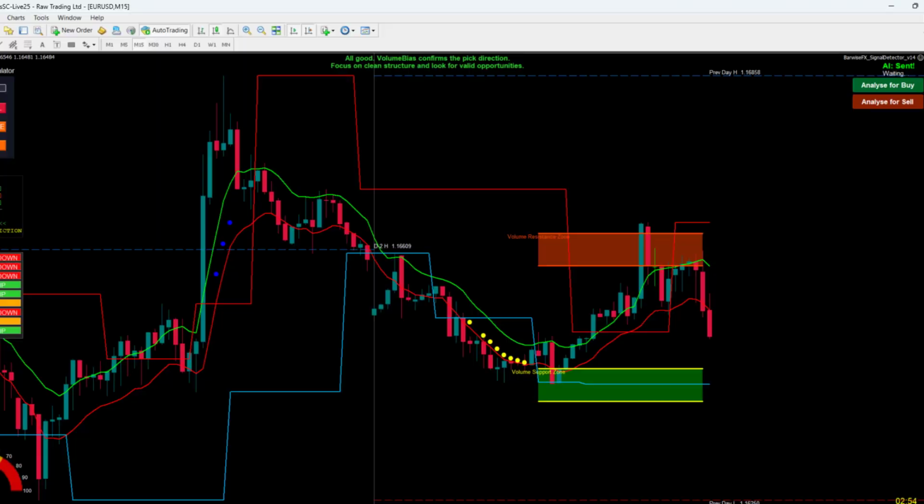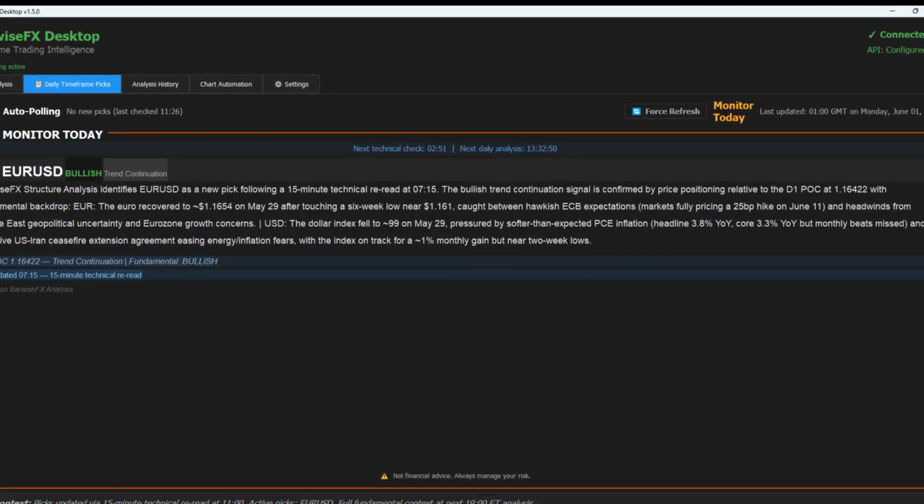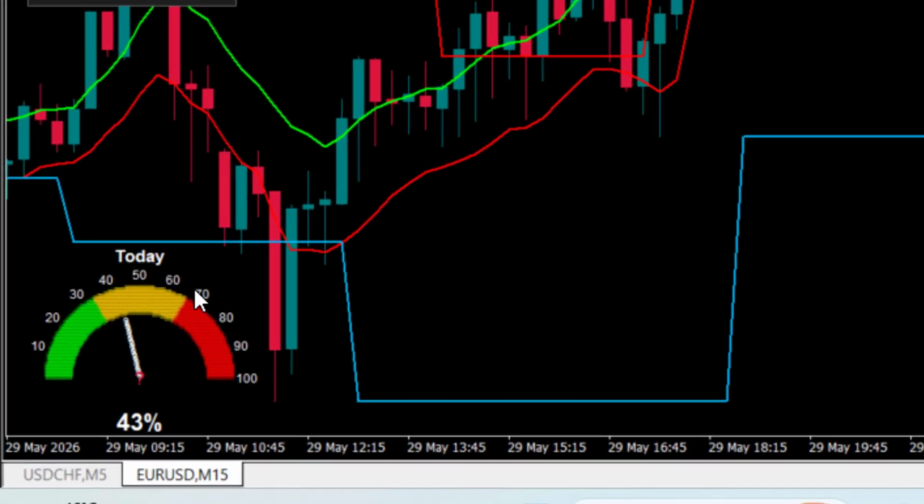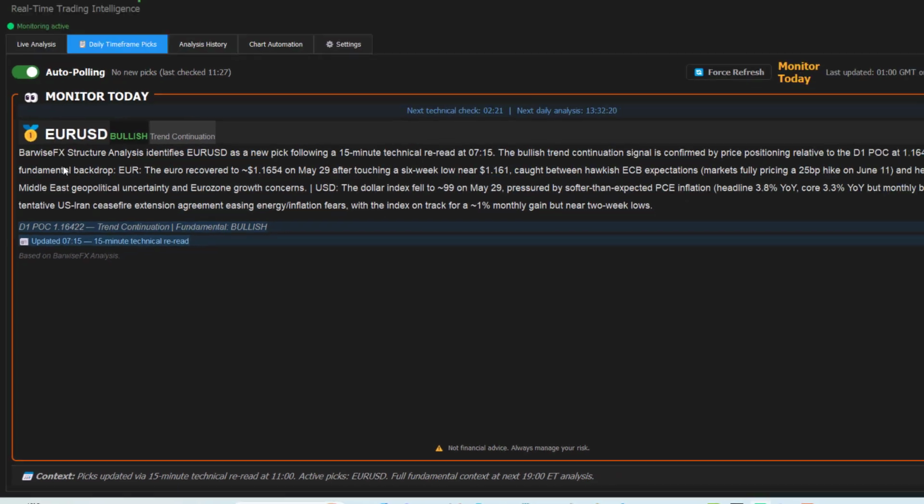So that's how I get my winning trades most days of the week. I wait for the application to do the fundamental analysis once a day, and then do the technical check every 15 minutes, wait for it to tell me which pairs to focus on, and then once that pair has been identified, this application will automatically send this pair to my MetaTrader platform, so MT4 or MT5. So I don't have to manually add and remove these pairs. It will automatically add and remove them as and when they appear over here.